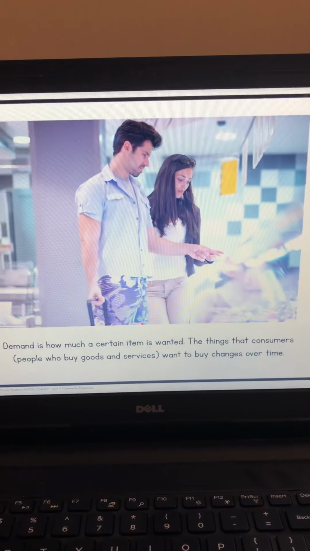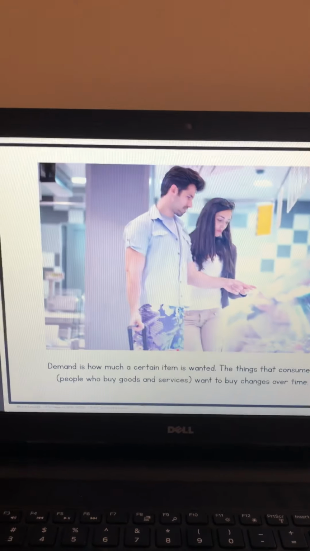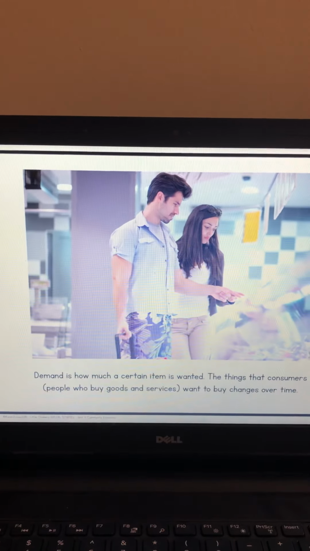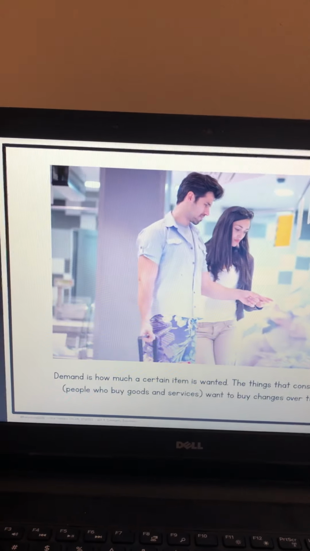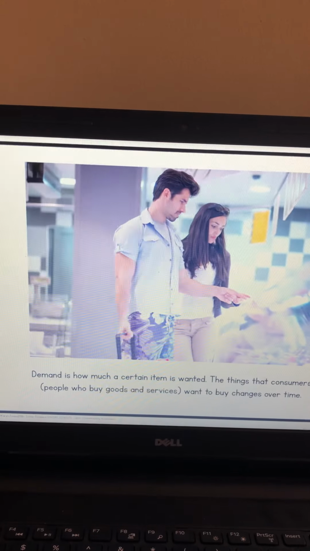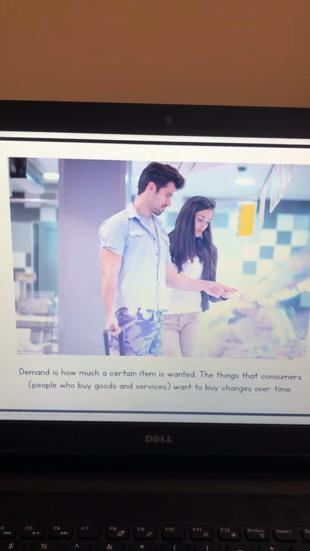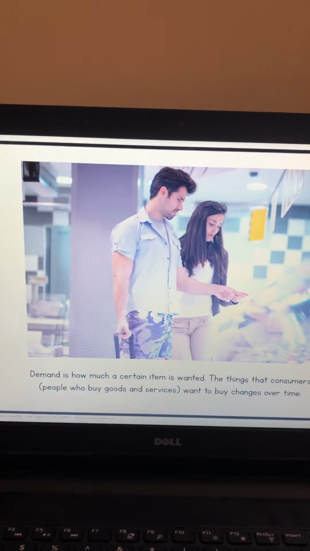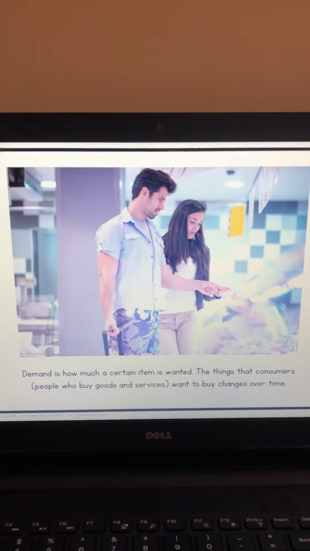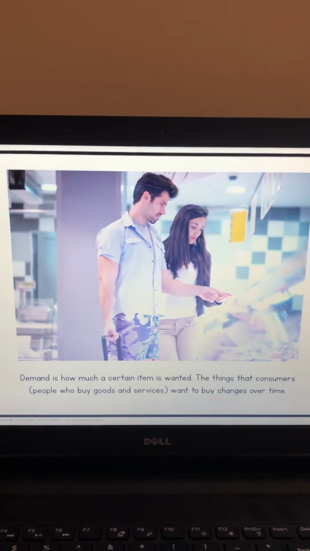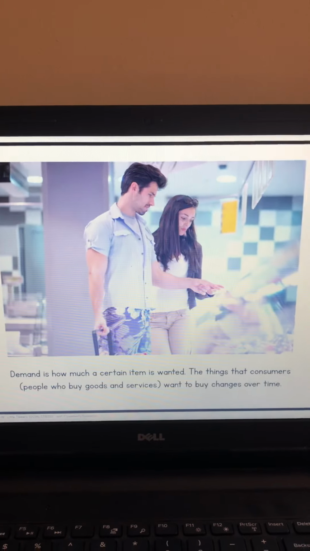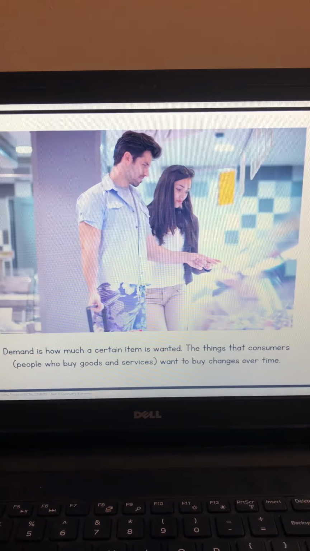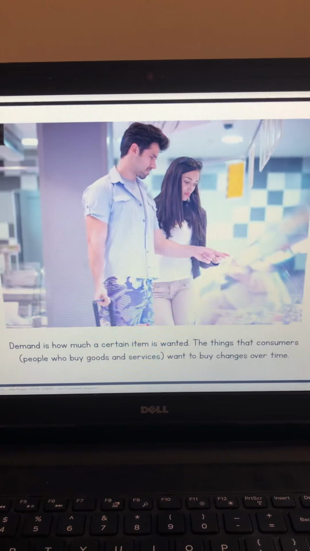But if it's something that people don't really want, then the demand is going to be low. So pretend people already have a lot of cups in their house. They're probably not going to buy more cups, which would make the demand of cups lower. So if a lot of people want something, the demand is high. If not a lot of people want it, the demand's low.